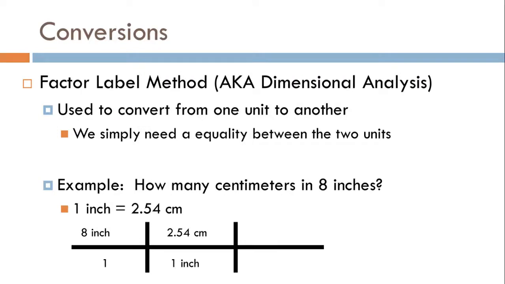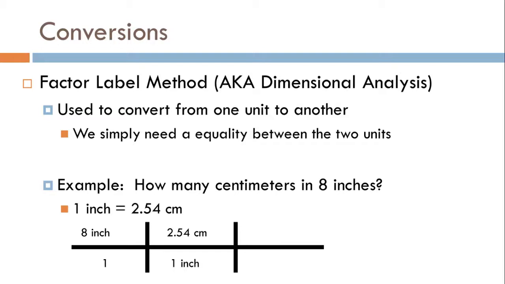So another way to convert is the factor label method. You'll also hear this called dimensional analysis. This is used to convert from one unit to another. The only thing I really need is an equality between the two units. Now let's check out this example here at the bottom. Don't let that crisscross fool you.